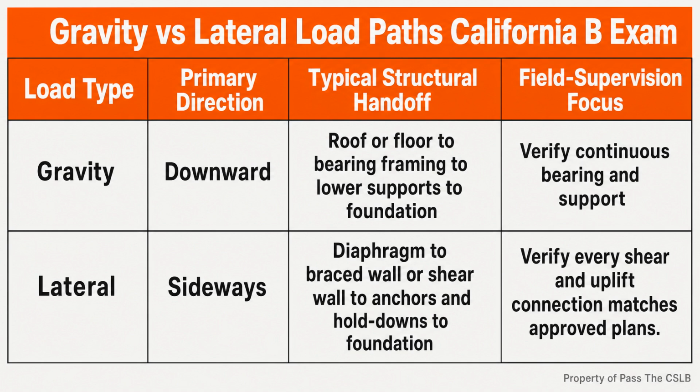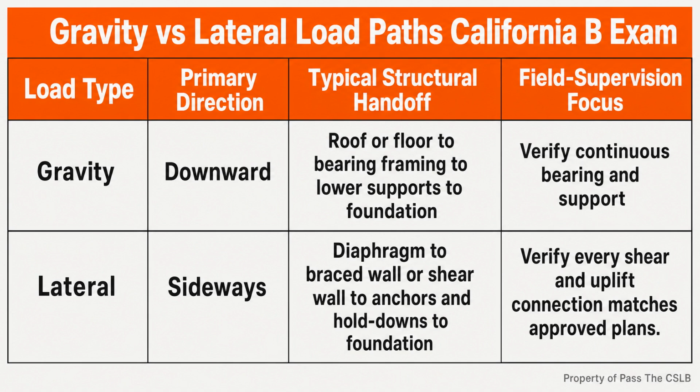The California Residential Code states the controlling requirement in section R301.1. The building must provide a complete load path that transfers loads from their point of origin to the foundation. I remember that sentence as a handoff rule. Every collector, panel, strap, connector, bolt, and foundation attachment has to pass the force forward.